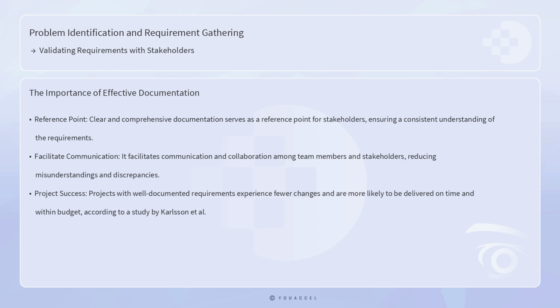Clear and comprehensive documentation serves as a reference point for stakeholders, ensuring that everyone has a consistent understanding of the requirements. It also facilitates communication and collaboration among team members and stakeholders, reducing the potential for misunderstandings and discrepancies. According to a study by Carlson et al., projects with well-documented requirements experience fewer changes and are more likely to be delivered on time and within budget.